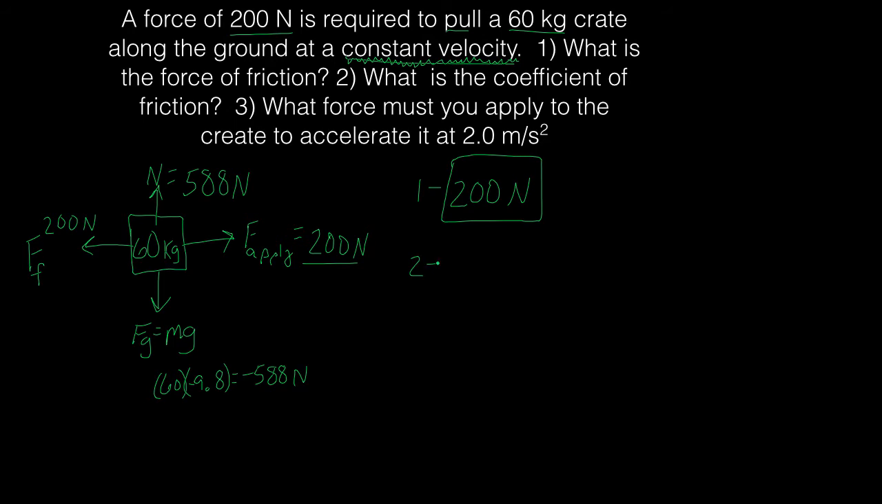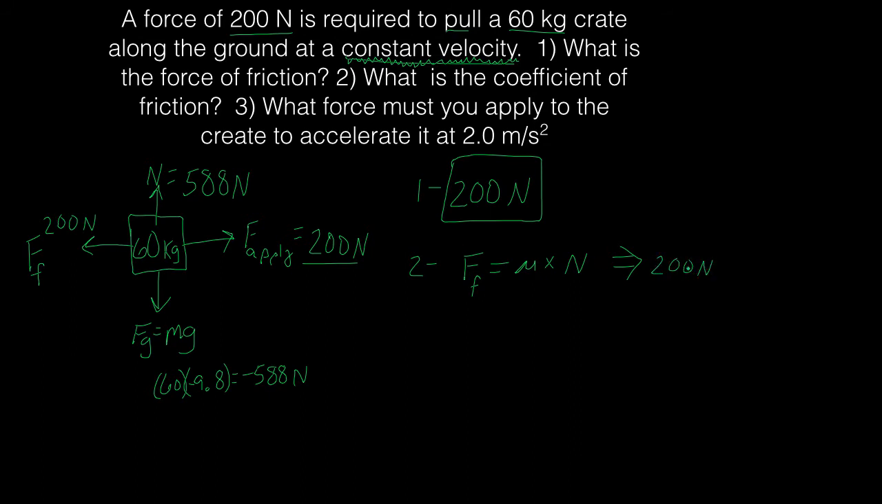Number two, it says, what is the coefficient of friction? For the coefficient of friction, we have to remember how to find the force of friction. The force of friction is, we talked about this Greek letter mu, the coefficient of friction. That's what it means. And we take that coefficient of friction and multiply it by the normal force. Okay, so we know two of these variables, but we don't know the coefficient of friction. That's what we're supposed to solve. So I'm just going to move this over and plug in these numbers. Our force of friction, we found it to be 200 newtons.